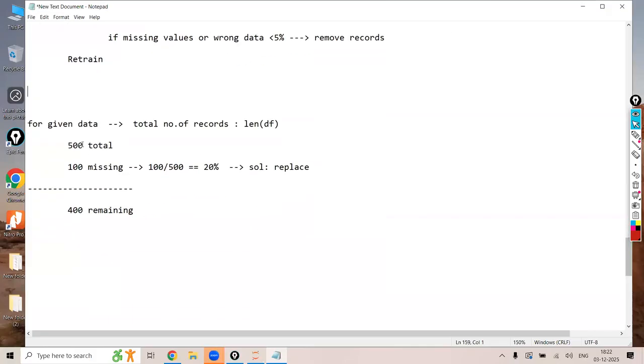Now, for example, here you are having 5000. In the 5000, 1000 are missing. If you calculate the same percentage, 1000 divided by 5000, in this case, it is again 20%. Now, what is the solution? Miss, remove. Why, sir? If you remove also, the balance 4000 records are there, na?